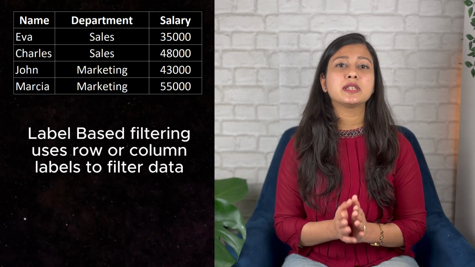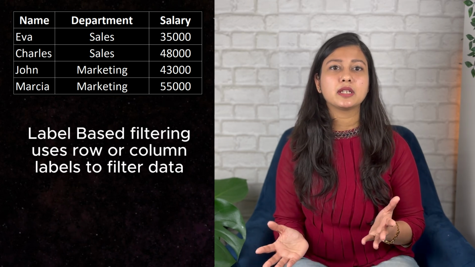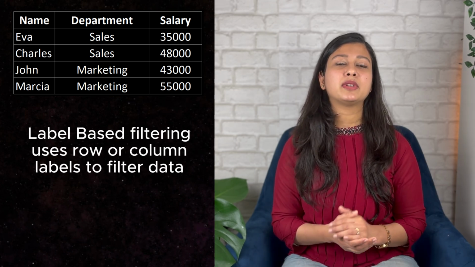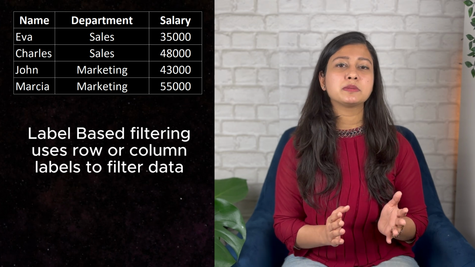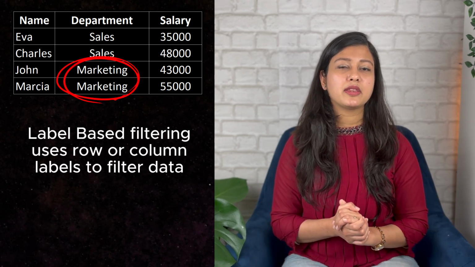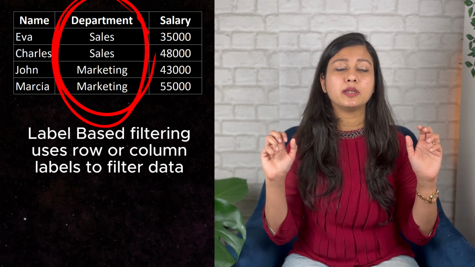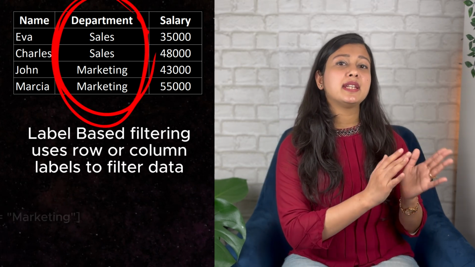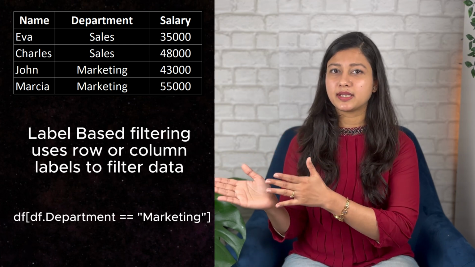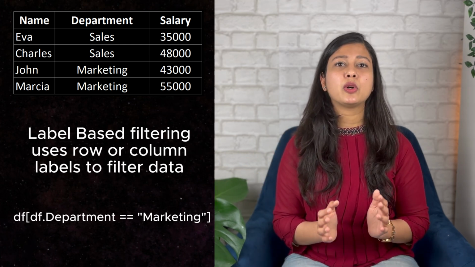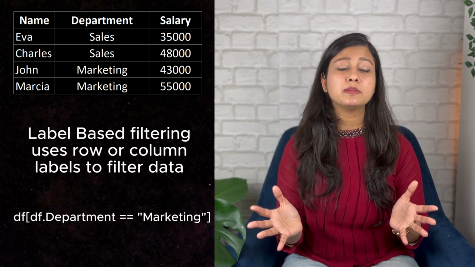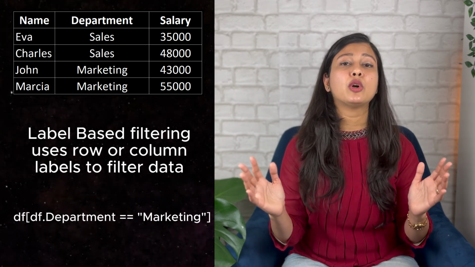In label-based filtering, a data set is filtered using the row labels or column labels. So an example can be when we want information for employees belonging to marketing department. Then in label-based filtering, we will be very specific with the department column. We'll be writing the code like df.department equal to marketing. Similarly, if we want to retrieve a subset of columns, we will be providing the list of columns which we want.